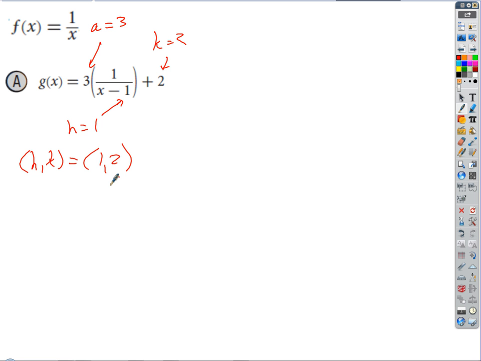So what do we do then? Well, let's start with the special point. That goes over 1 and up 2, so there it is. Now, what does that point do for us again on our parent graph?